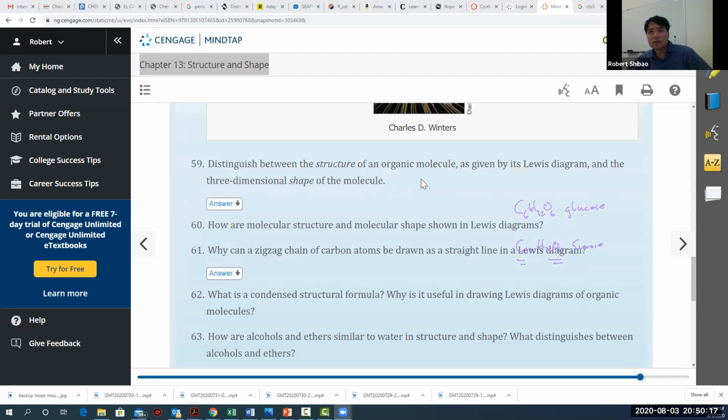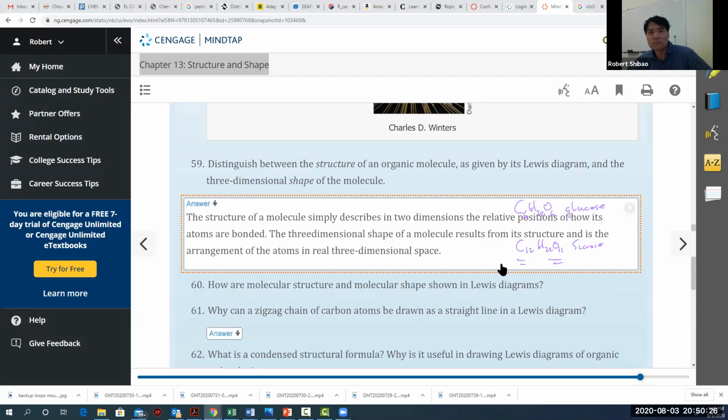Distinguish between the structure of an organic molecule as given by its Lewis structure and the three-dimensional shape. A Lewis structure doesn't have to be three-dimensionally accurate at all. The structure of a molecule simply describes in two dimensions the relative positions of how its atoms are bonded. The three-dimensional shape of a molecule results from its structure and is the arrangement of the atoms in three-dimensional space. In other words, this is the VSEPR. What we do is we analyze the Lewis structure, the 2D model, and convert it into 3D.